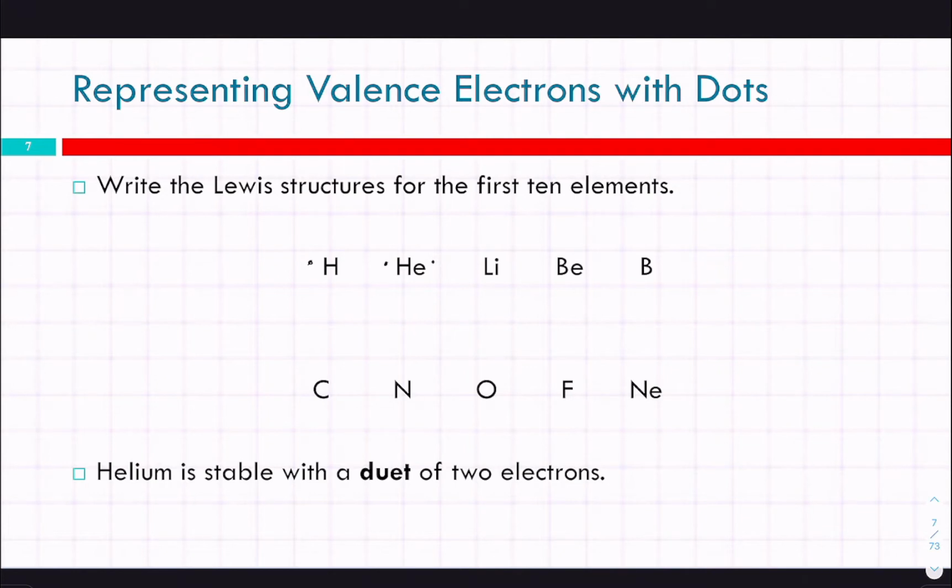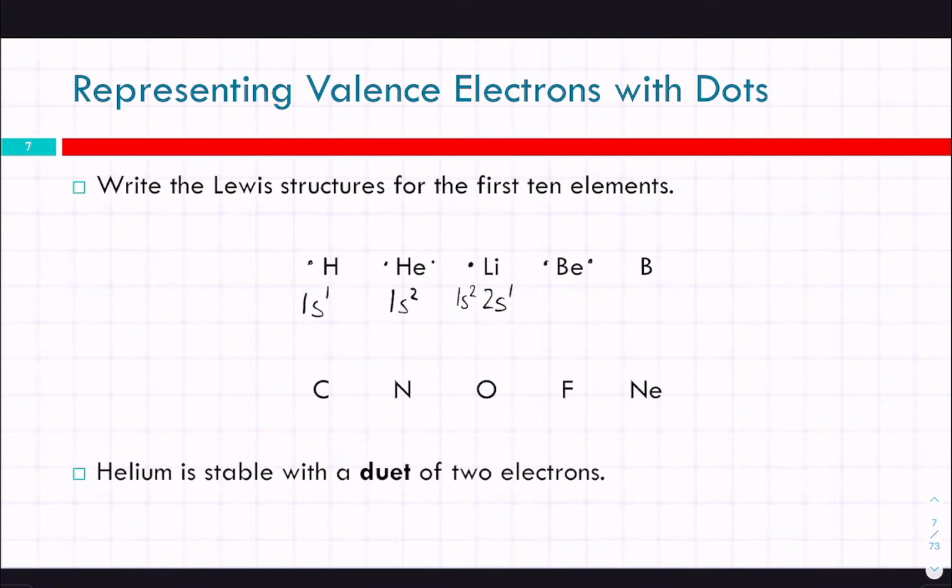Lithium only has 1 valence electron because the electron configuration for hydrogen is 1s1. For helium, it's 1s2. For lithium, it's 1s2, 2s1. So only that last electron is in that highest principal quantum shell. So for beryllium now, we have 2 valence electrons again.